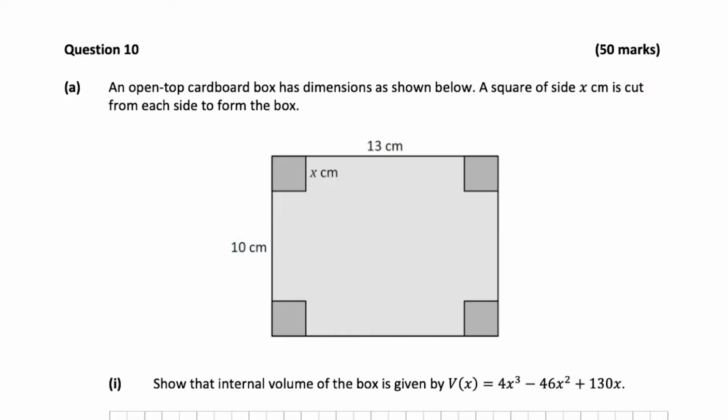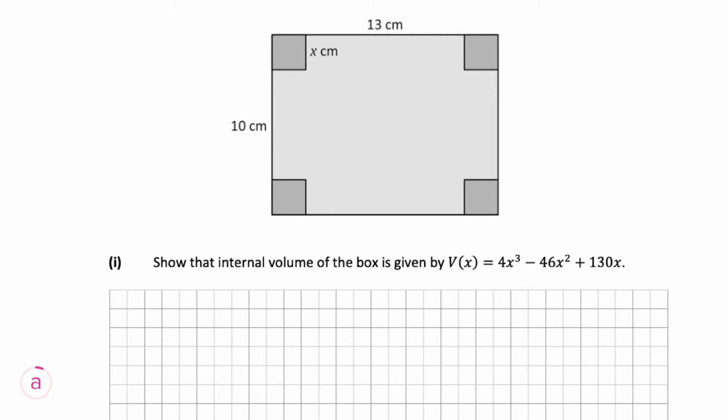Okay, so the 2021 Maths Mock Paper 1. Question 10 tells us that an open-top cardboard box has dimensions as shown below. A square of side x centimeters is cut from each side to form the box. Show that the internal volume of the box is given by V(x) = 4x³ − 46x² + 130x.